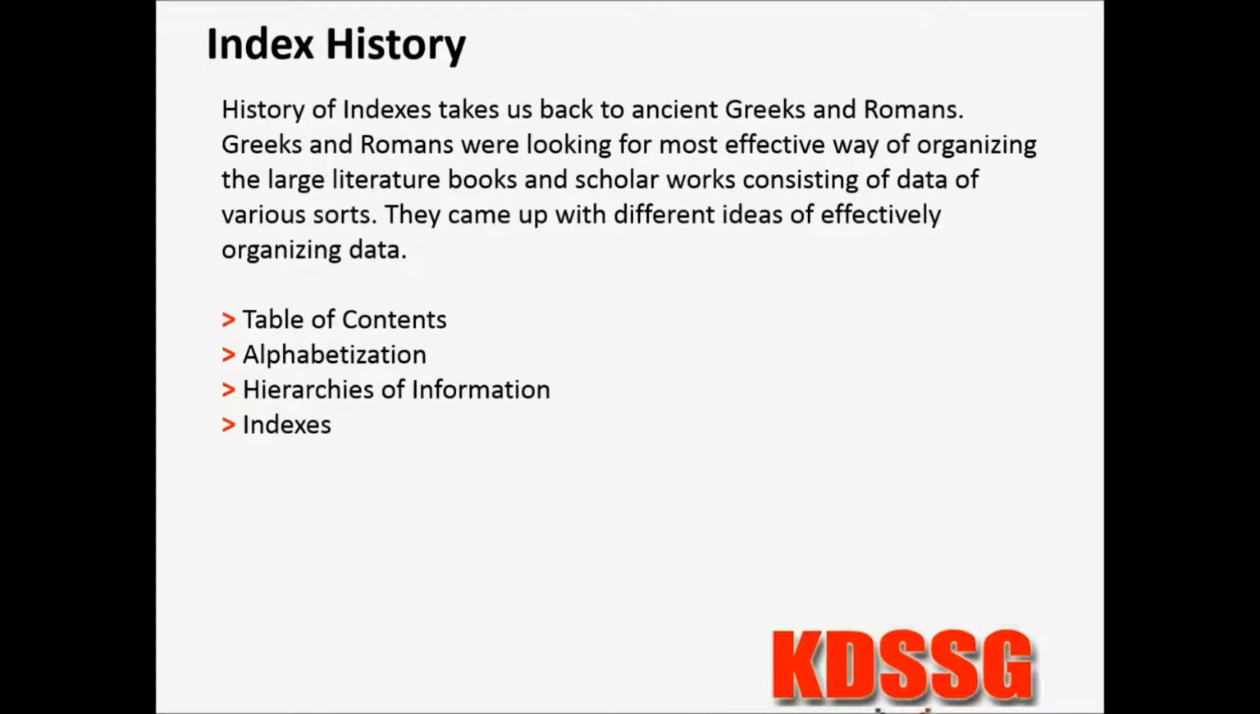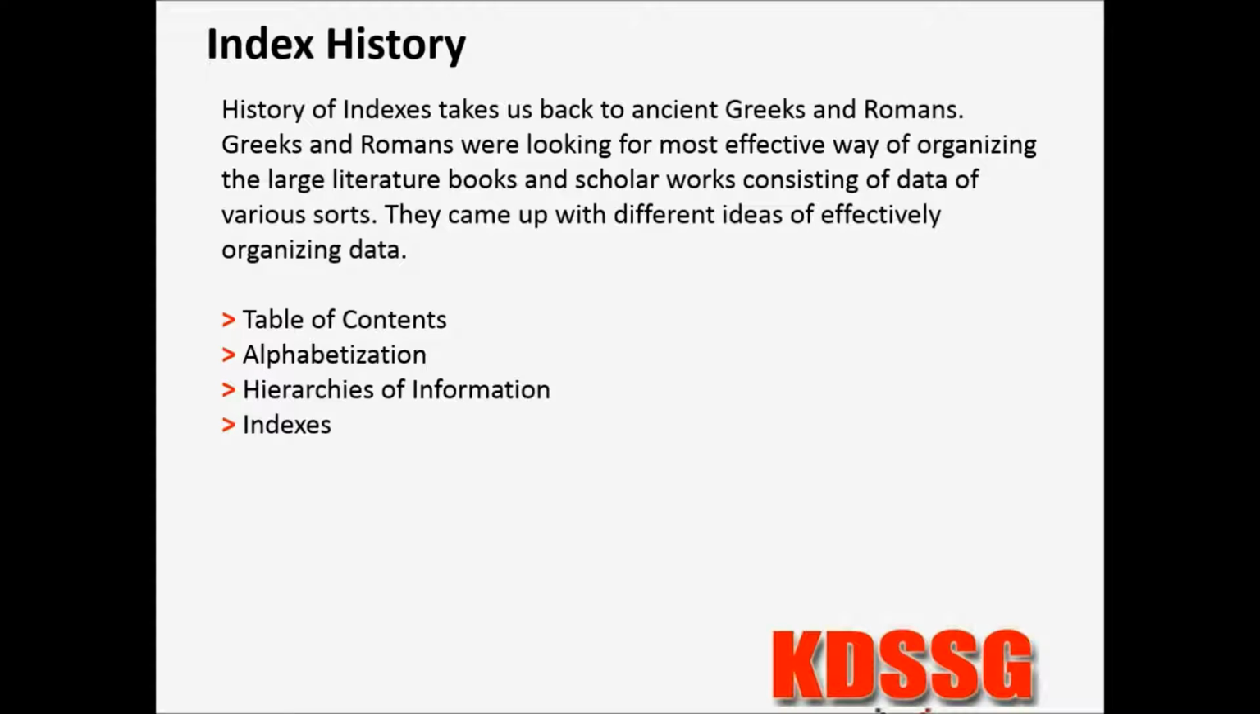They were always searching for different ways of arranging data, because with a huge amount of literature, reading the content again gets tough for a typical person. So they thought of different ideas, like a table of contents, which we normally have in a textbook. Then they thought of alphabetization, and then ideas of hierarchies of information, building data in different hierarchies. And finally they evolved to implement something called indexes. So this is where the word index started, way back with the ancient Greeks and Romans.